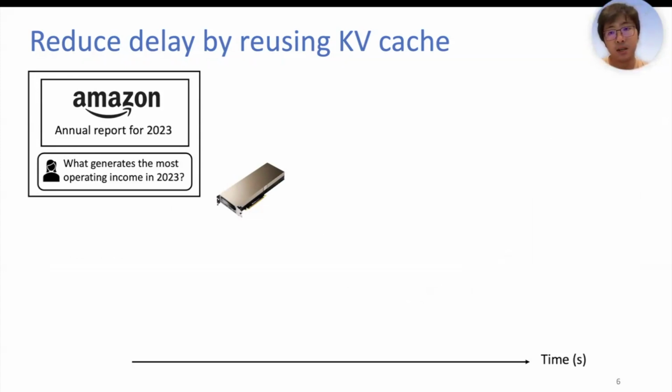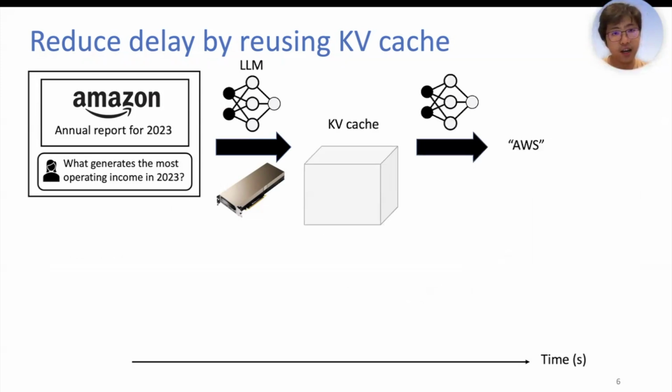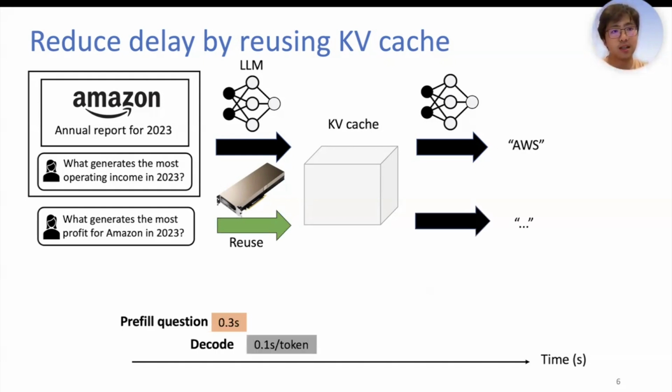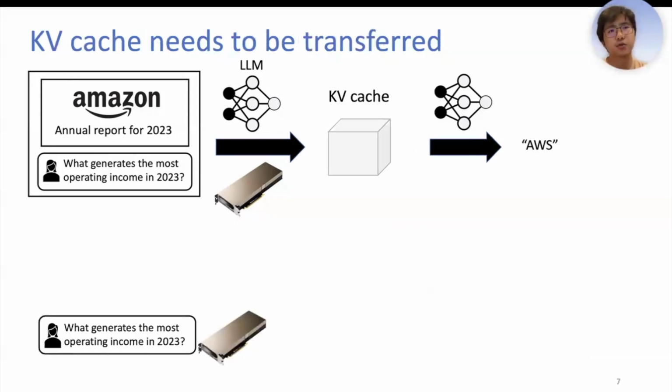So this is the same example. You feed this through a large language model, and then you get the KV cache and the response. Then a second question comes asking what generates the most profit for Amazon in 2023. Since the context might be the same, you can just reuse the KV cache for the context, skip all the lengthy prefill of the context, and the user gets very satisfied. However, this is not the case in real life.